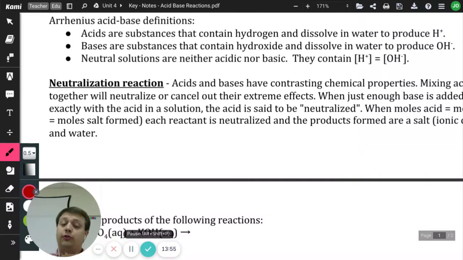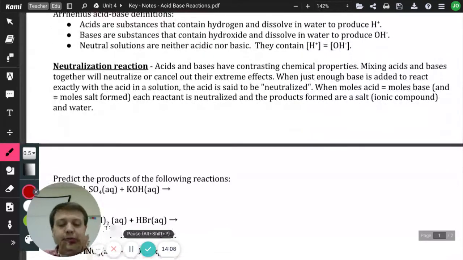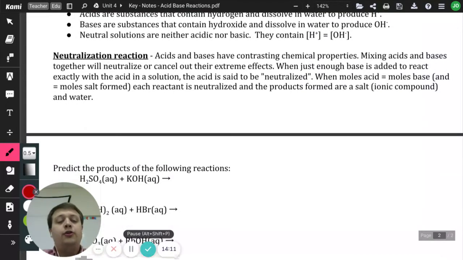Now, if we have a neutral solution, we know that neutral solutions are neither acidic nor basic, and they contain an equal amount of hydrogen ions and hydroxide ions, all right? Okay, so now moving on. Neutralization reactions. We know that acids and bases have contrasting chemical properties. We say that one is acidic versus basic. If we're talking about properties, one is sour and one is bitter. They do different things, right?